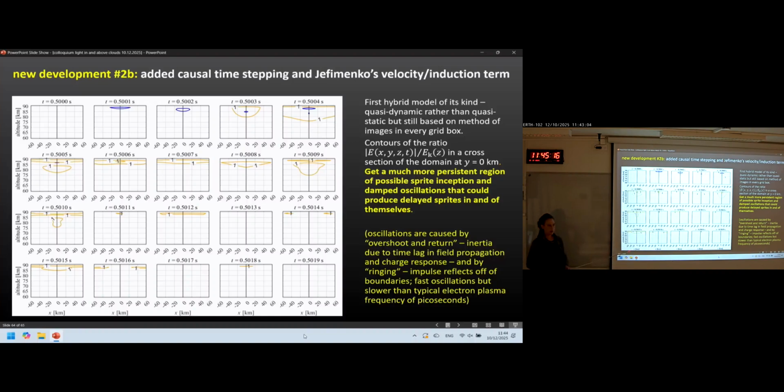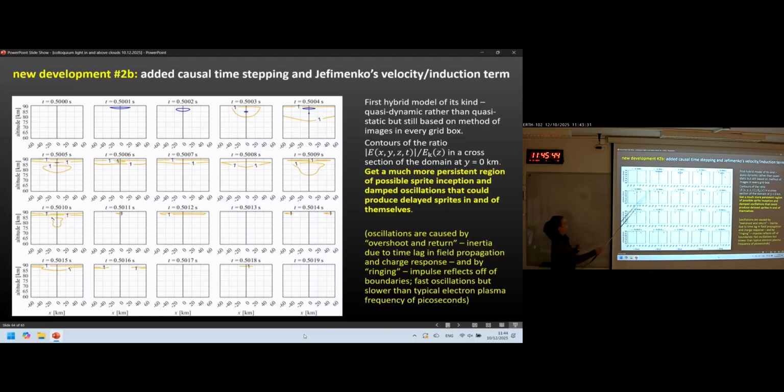Not only did I add the velocity, but because I'm already moving into dynamics, I made it causal. In other words, the signal from an electric field in one point takes time to get to the upper atmosphere. Okay, it travels at the speed of light. It's pretty fast, but it's not immediate. So for every single point I calculate how long it takes the change in the field to propagate to some grid box way up in the mesosphere. So everything is now fully causal, and the velocity of the charges is incorporated, and here's the new result.